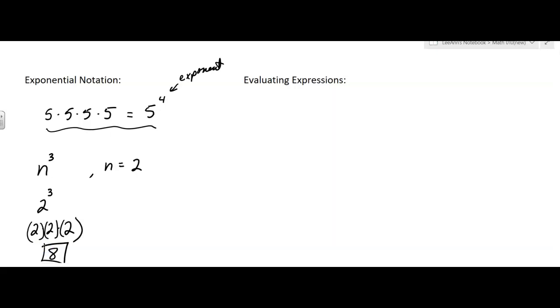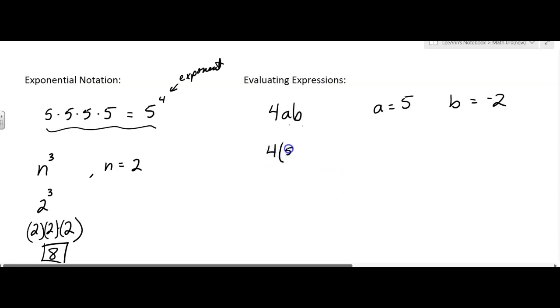Evaluating expressions. Well, that's when we have an expression like 4ab, which means 4 times a times b, and that's how we write it in math. But then they give us values like a equals 5 and b equals -2. So then we can evaluate this expression. We can replace a with 5 and b with -2. Sometimes we call that substitution. Okay, so we're substituting a value for another value that we know is equivalent, or in this case for the variable.